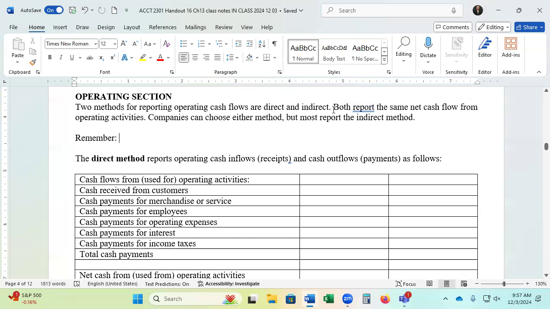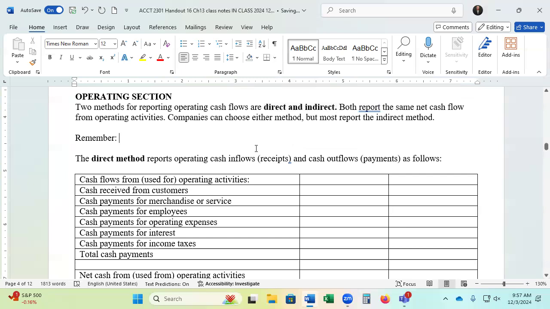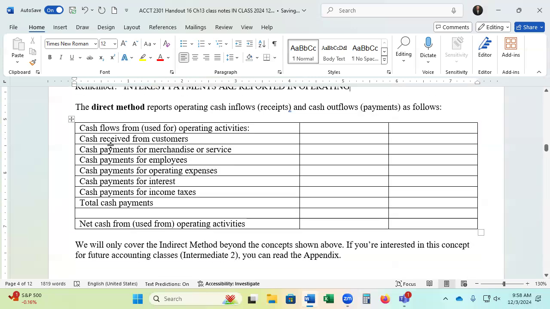And so the first method is direct and the other method is indirect. Both are okay to use according to GAAP. And then just a little note, again, I'll keep reminding you, interest payments are reported in operating, no matter what method you use. And so if you were to do it, you would basically calculate your cash received from customers, your cash payments for employees, and you would just report all of these activities.